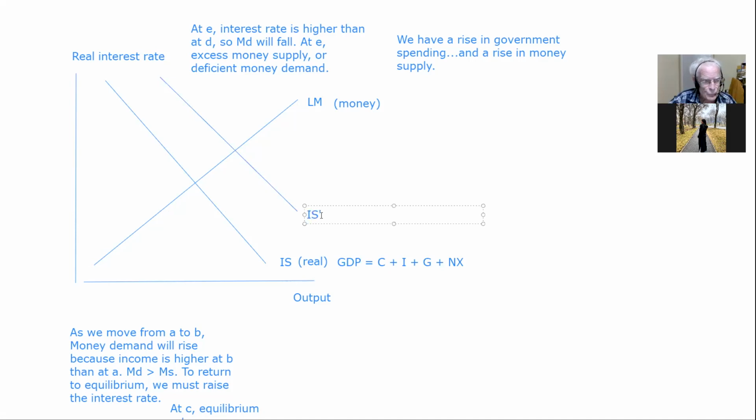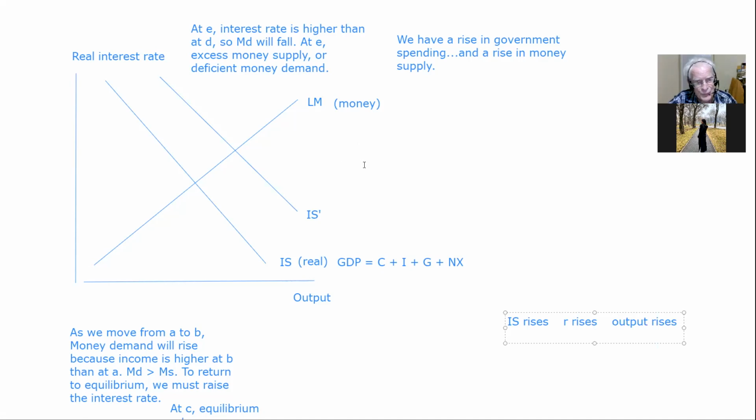So there is the new IS curve. So what happens so far to output and the real interest rate? They both increase, yes, good. So the interest rate rises and output rises as well, good.